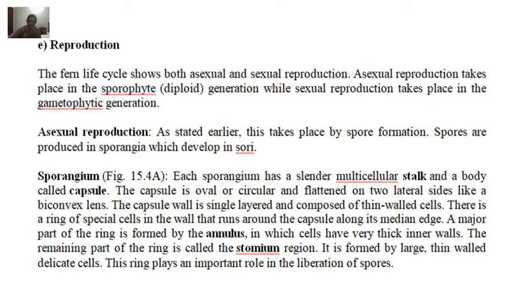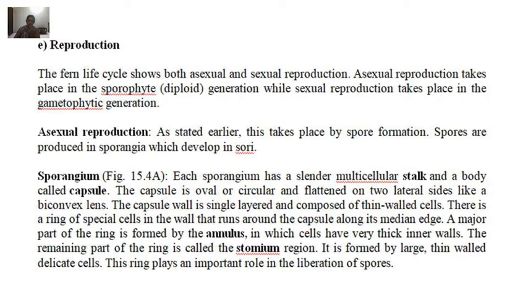So when we see the reproduction, the Nephrolepis can reproduce asexually as well as sexually. Due to the asexual type of reproduction, the sorus or the sporangia are developed. If we see each sporangium, it has a multicellular stalk and a bulbous capsule-like structure, which is called the capsule.